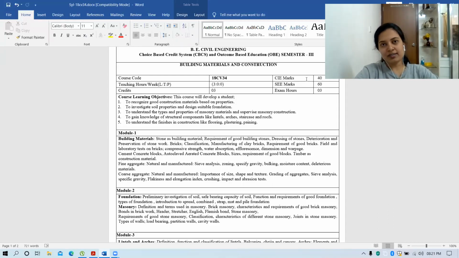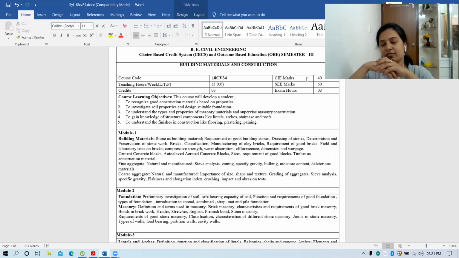So as the name itself says, the subject is Building Materials and Construction. In this subject, you are going to learn about the different building materials used for construction work and also the techniques used for construction using those building materials. You are going to learn the basic building materials and the basic techniques, not the advanced version.